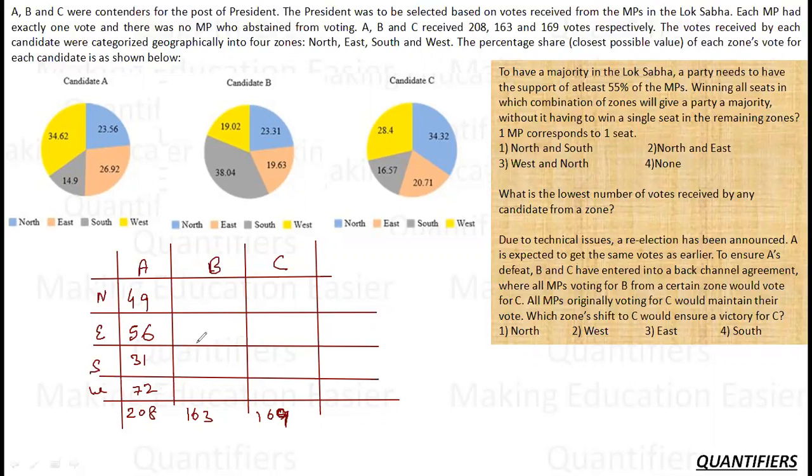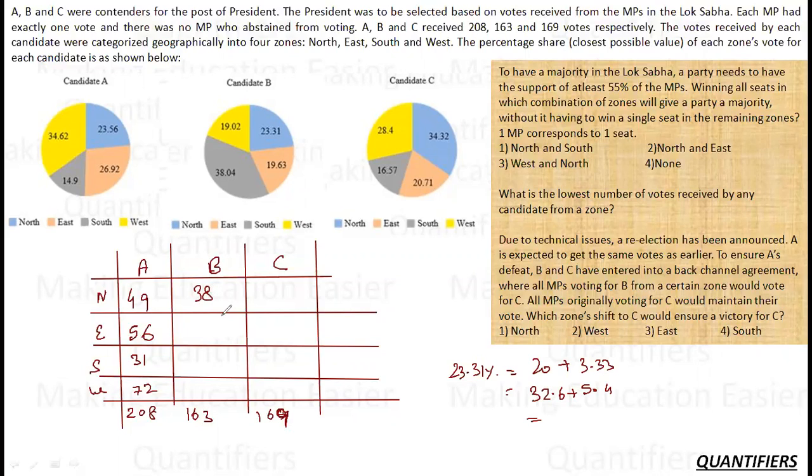B is having 23.31. Just in case you are wondering how I am calculating by breaking it, this is the way I generally calculate. So if I have to calculate 23.31%, it is 20% plus 3.33, that is 1 by 30, because 1 by 3 is 33.33, so it will be 1 by 30. So 20% is 1 by 5. 1 by 5 of 163 will be 32.6 plus 1 by 30 will be 5.43. So it will be 38. So B will be 38.